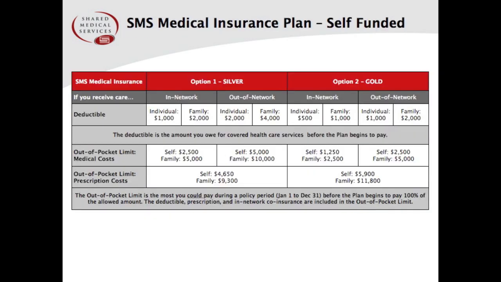Shared Medical Services offers two different medical plans called the Silver Plan and the Gold Plan. The Silver Plan has lower premiums with a higher deductible and out-of-pocket, and the Gold Plan has a lower deductible and out-of-pocket with higher premiums. We will review the premiums later in this presentation.